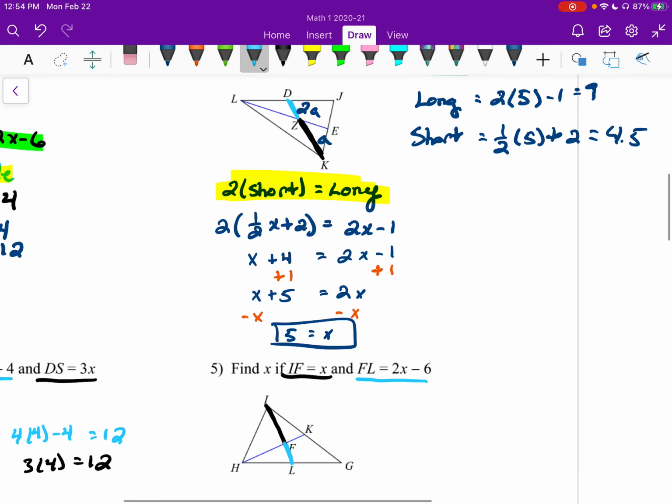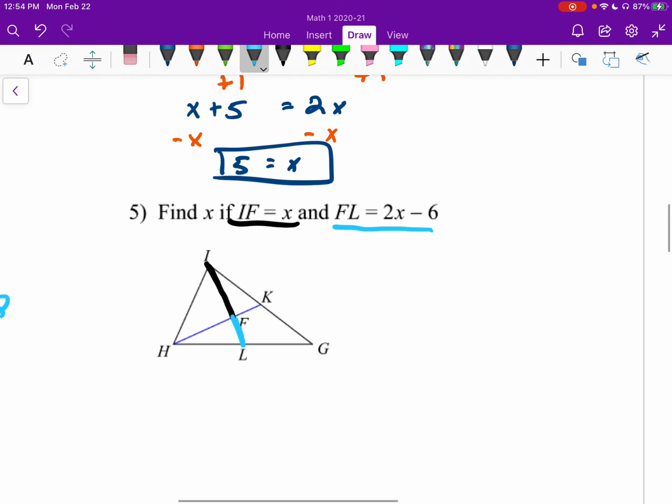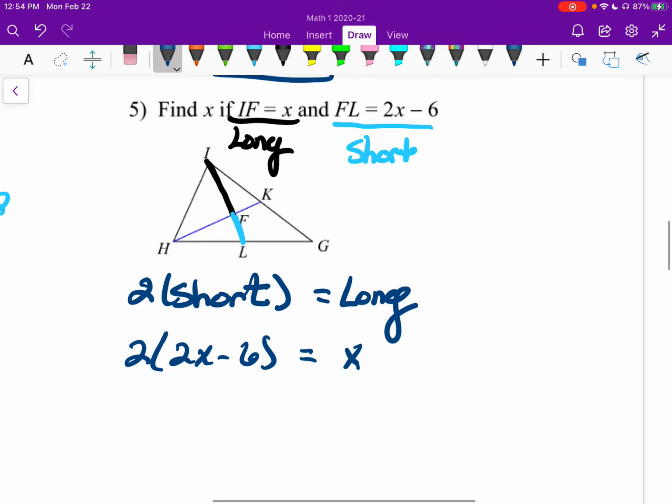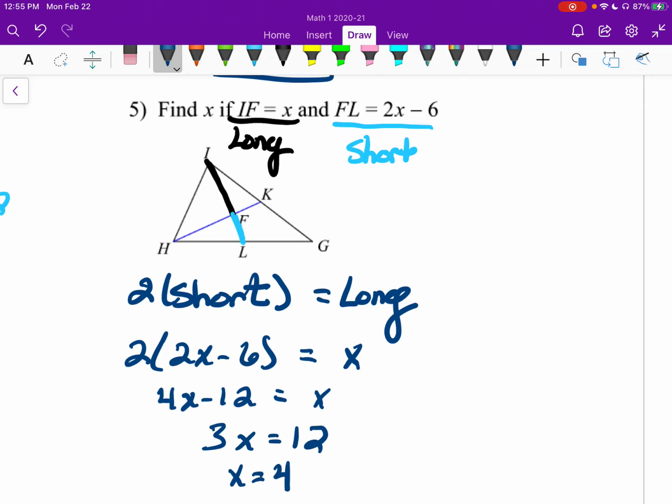Well, let's look back at our formula that I had up there. 2 times the short piece is equal to the long piece. Well, this is the short, and this is the long piece. So 2 times the short equals the long. So 2 times 2x minus 6 is x. And now we can just solve like normal. This will be 4x minus 12 is x. So I'll subtract my x to the left and I'll add my 12. This will give me 3x is 12 and x is 4.